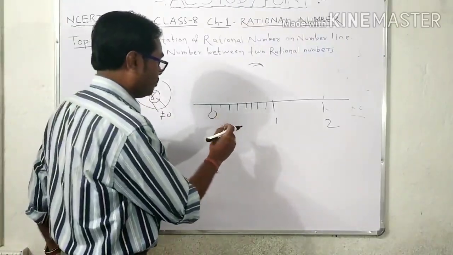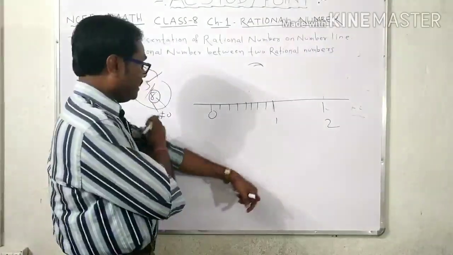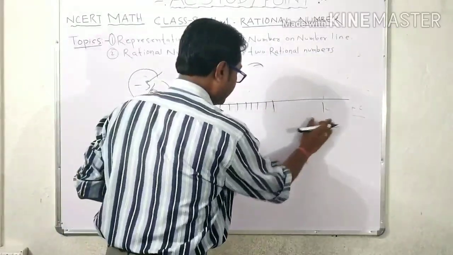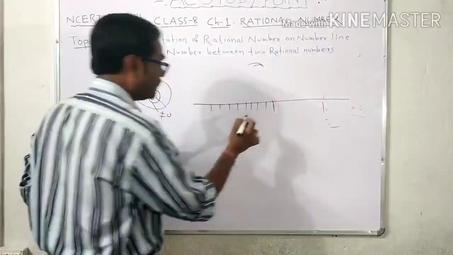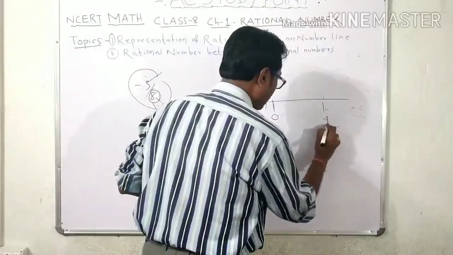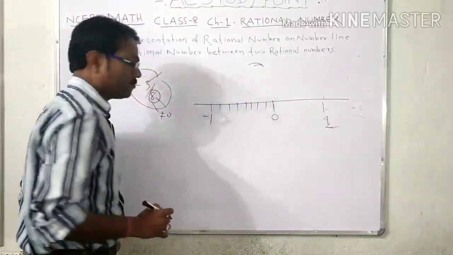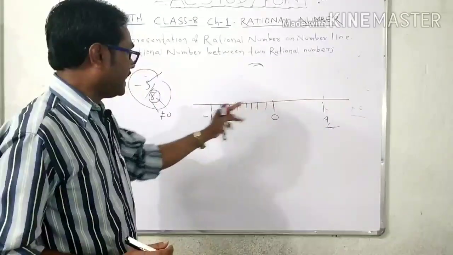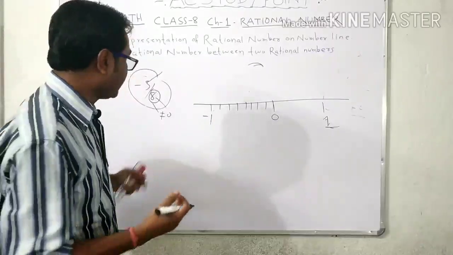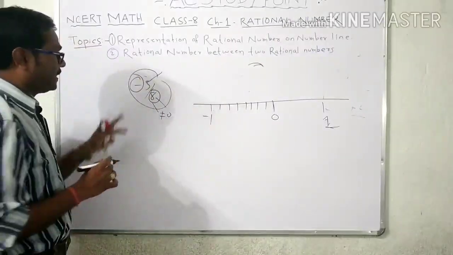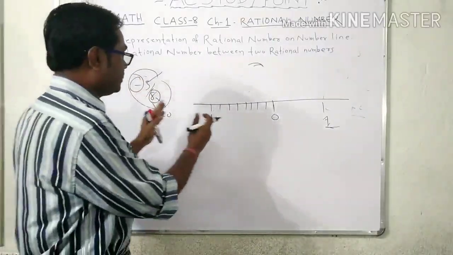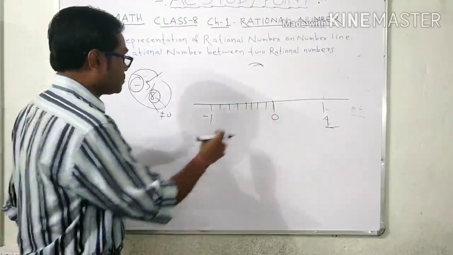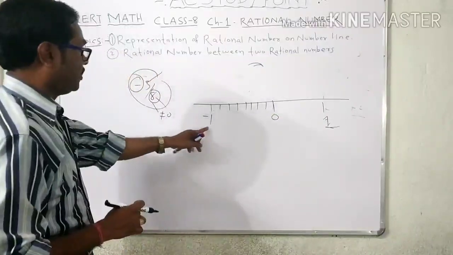Suppose we take the negative side here. This one is 0, this one is 1 and this one is minus 1. When we go to the right side, the numbers are positive. When we go to the left side, the numbers are negative. As the rational number here is given in the negative form, we do the same thing, but we take the left-hand side from 0. So from 0 to minus 1, divide it into 8 equal parts.